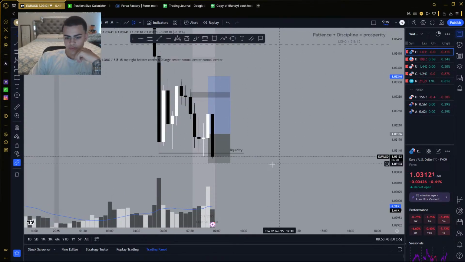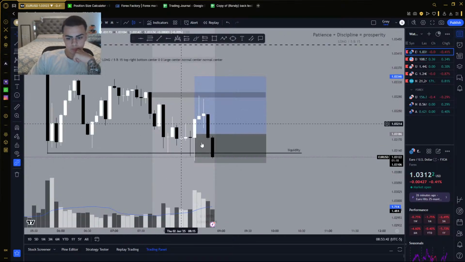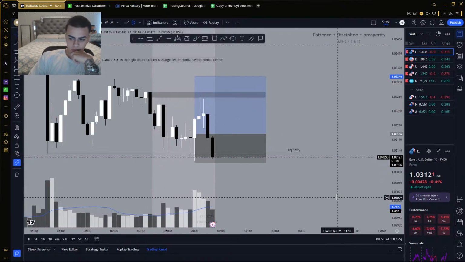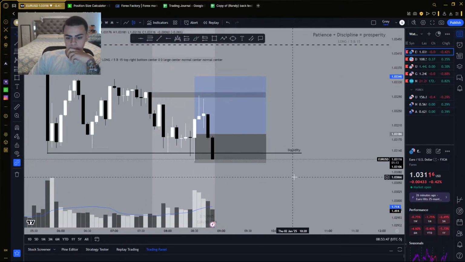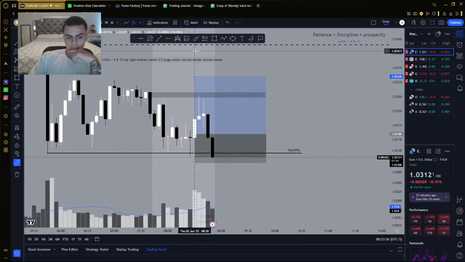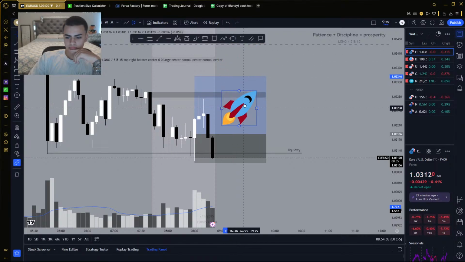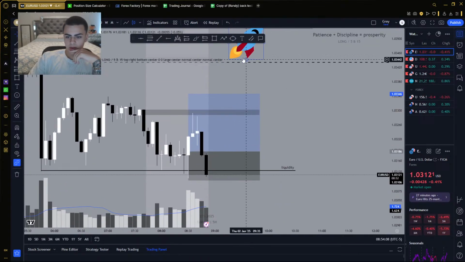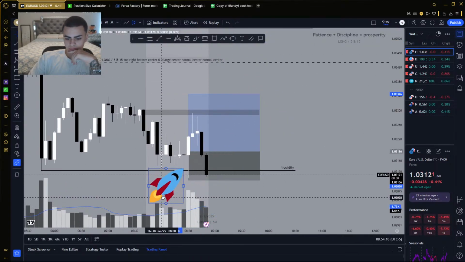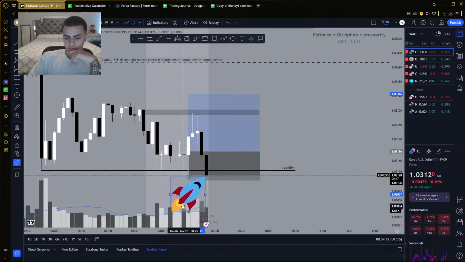So there's 6 minutes left for the 15 to close. A minute left for this candle to close. I need to see a rocket from this. I need this to go up, that way I could enter a buy here. Let's see if the little rocket works.